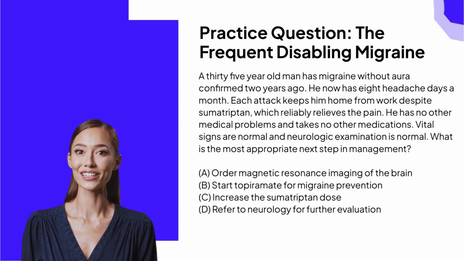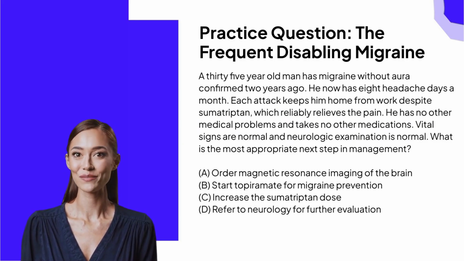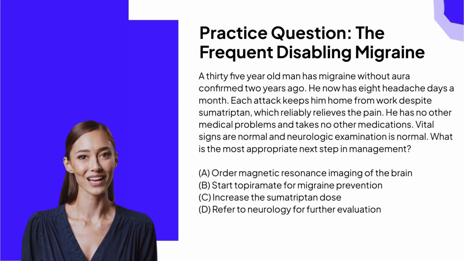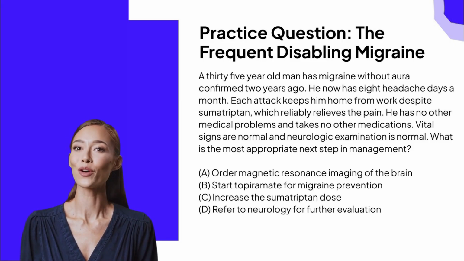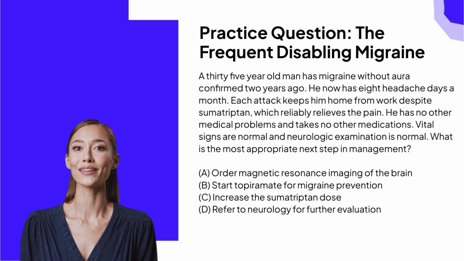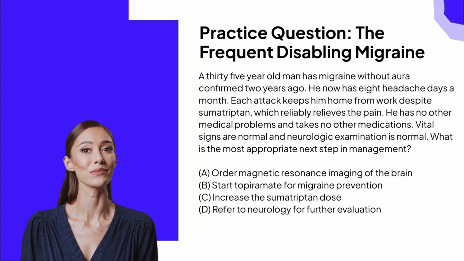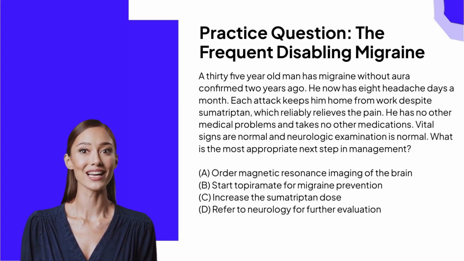Here is our third practice question. A 35-year-old man has migraine without aura, confirmed 2 years ago. He now has 8 headache days a month, and each attack keeps him home from work despite sumatriptan, which reliably relieves his pain. He has no other medical problems and takes no other medications. His vital signs and neurologic examination are normal. The question asks for the most appropriate next step.